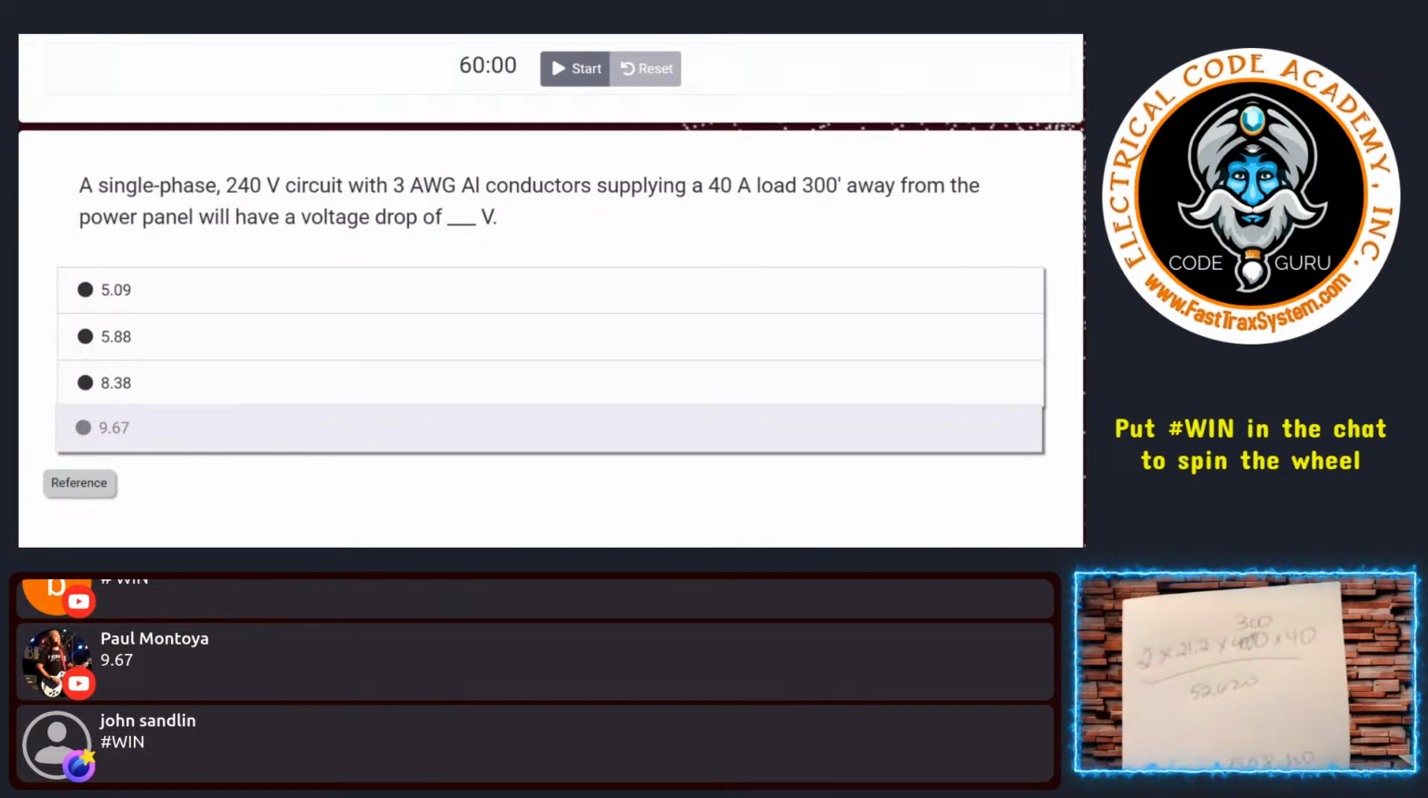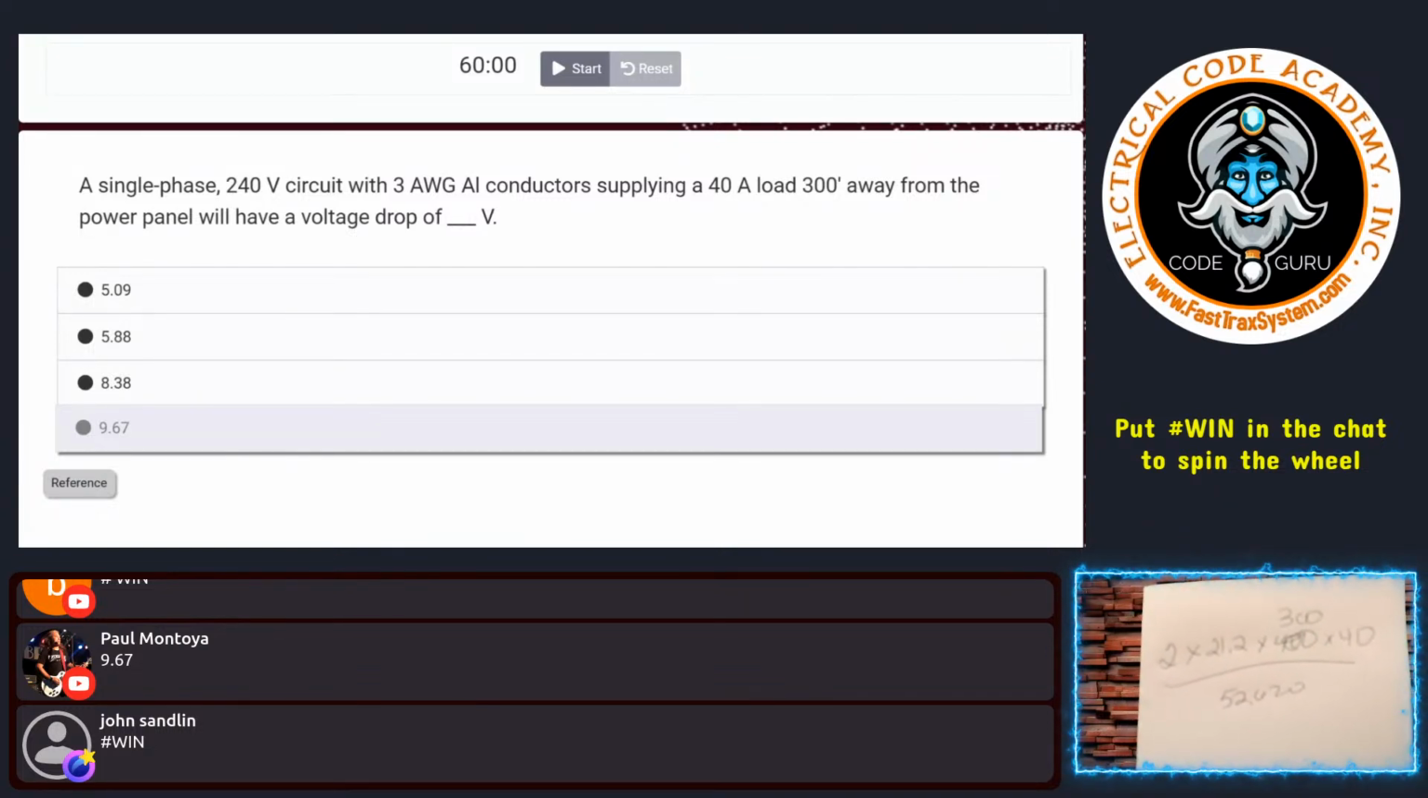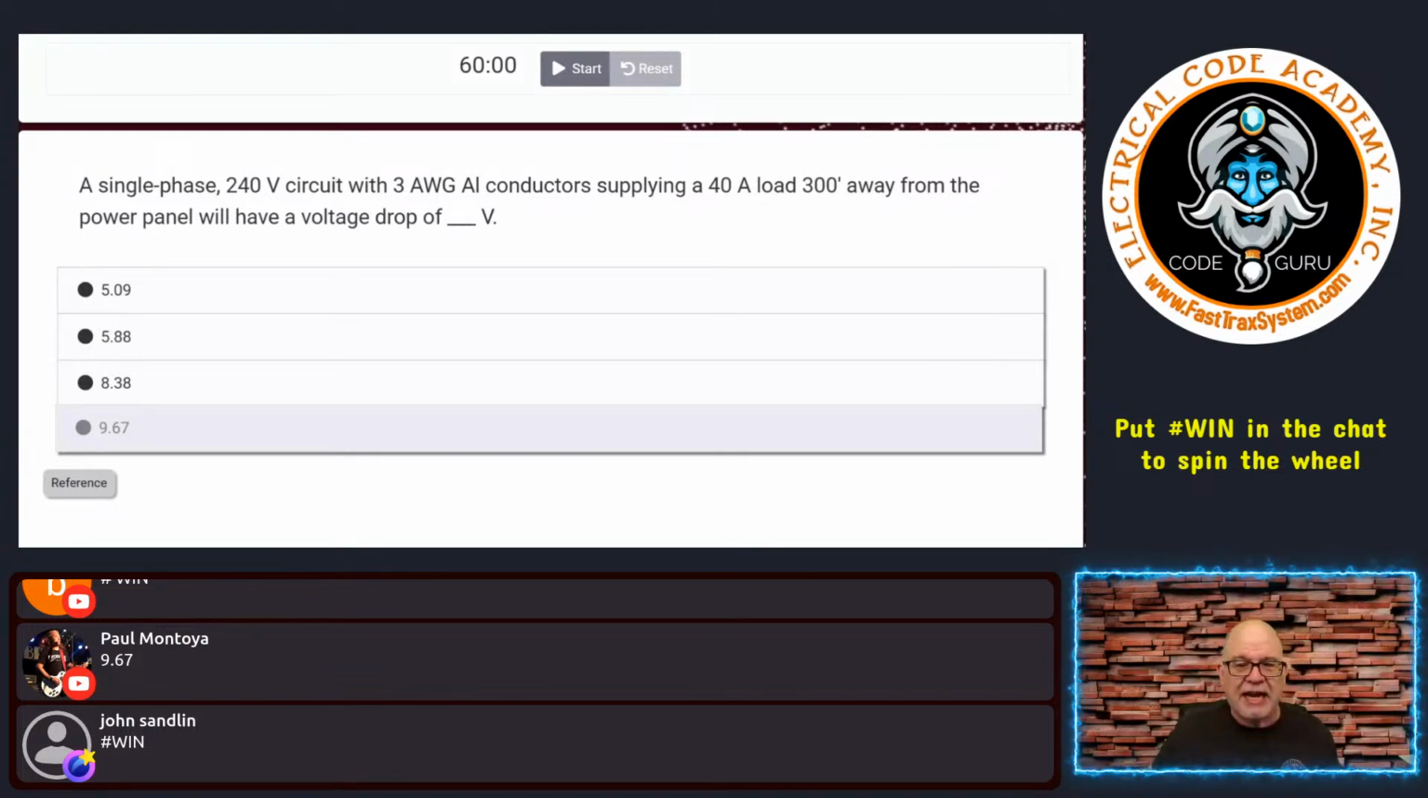So I did the math, right? 2 times 21.2 times 300 times 40, okay, which was 508,800, and then you divide that by the circular mills of the conductor that they presented in the question. And that is how we got 9.669, which rounds to 9.67, or the best plausible answer on the screen, okay?